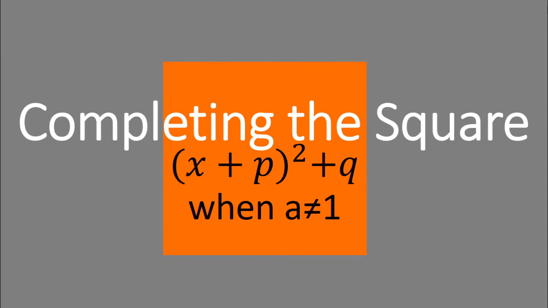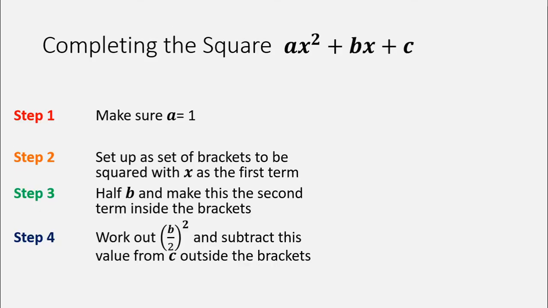Hey guys, let's do another lesson on completing the square today. But this time it's a little bit different because we're going to do this where a is not equal to 1. Remember our first step was to make sure that a equals 1, and it was easy because a was always equal to 1. Well, now we need to figure out what we need to do about it when it's not. So here's an example.